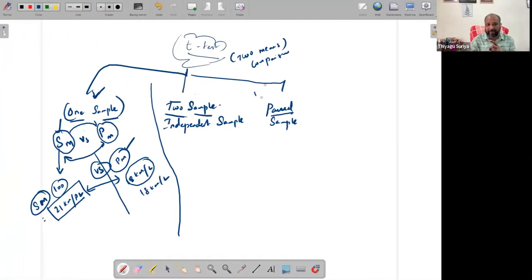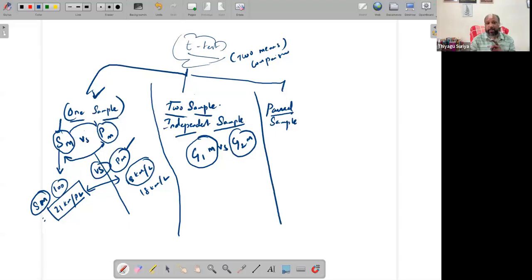Now the second context, the two sample t-test, which is called the independent sample t-test. Independent sample t-test means we have a group 1 mean and a group 2 mean, and that comparison is what it is called. We have two independent groups, for example, male mean score and female mean score. Can a male student be part of the female group, or a female student part of the male group? Is it possible?